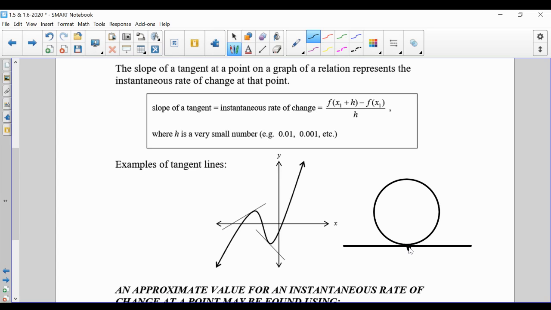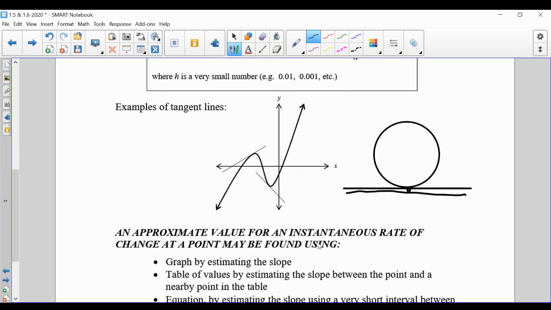And we're going to call it a tangent line. Okay, so this line that represents the ground, we're going to call it a tangent line. So it's the same thing as the line that's just grazing the edge of the function at different points. That's what we call a tangent line.